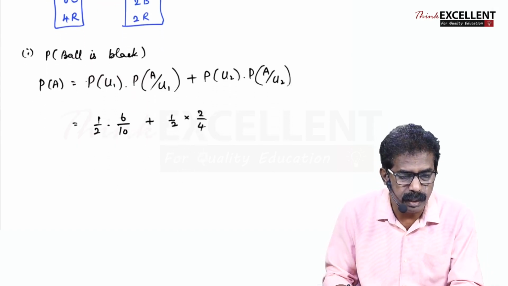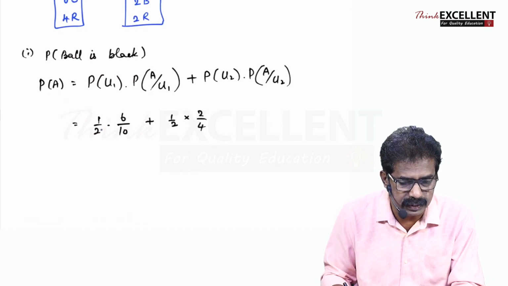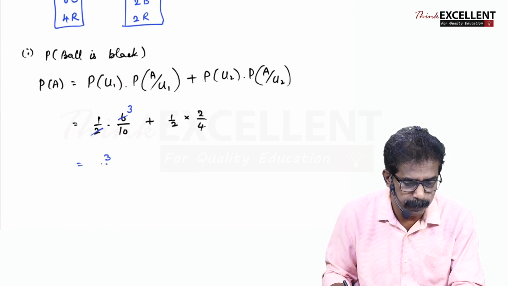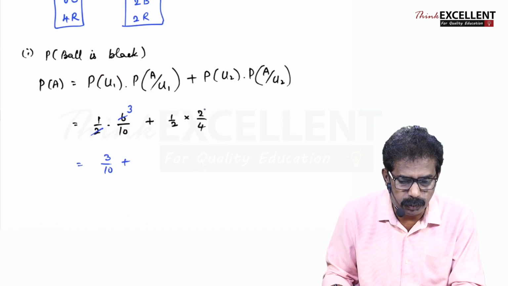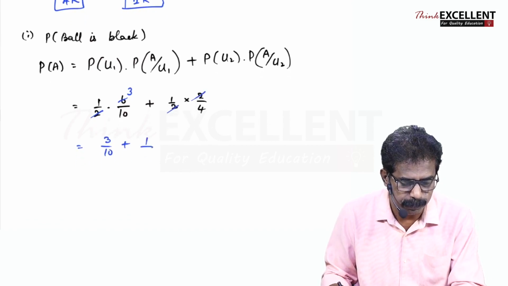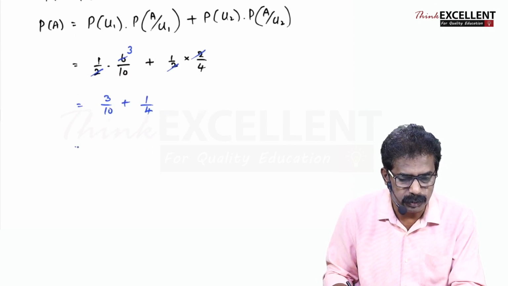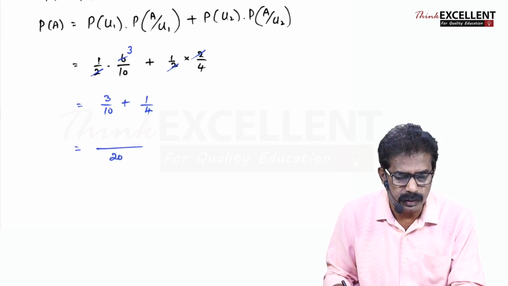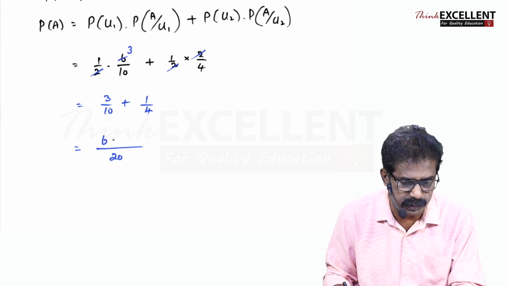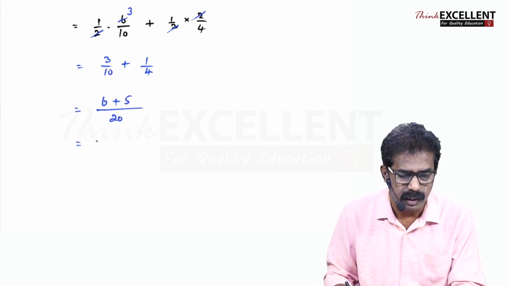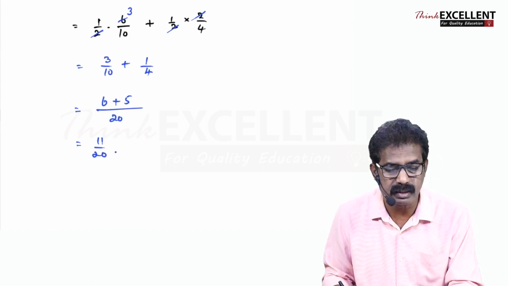So now the denominators are different. Just cancel: with the 2 table, you cancel 3. So the first one is 3 by 10, plus the second one, 2 and cancel, you are getting 1 by 4. So take LCM as 20. In 20 by 10, 2, 2 3s are 6. In 20 by 4, 5 into 1, 5. So your answer is 11 by 20. So this is the answer for the first part.